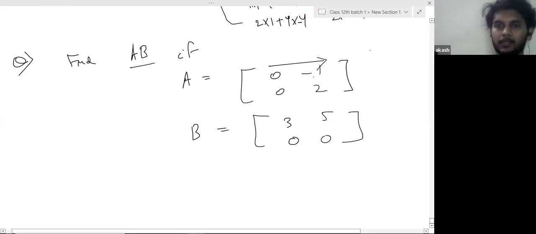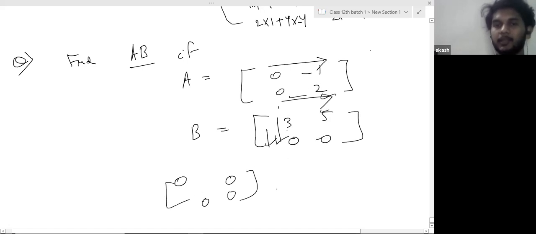So how to multiply this row and this column, right? So 0 into 3 minus 1 into 0, 0. 0 into 5, 0 minus 1 into 0, 0. Again, this row, this column, 0 into 3, 2 into 0, 0. 0 into 5, 2 into 0, 0. So this is a null matrix, right?